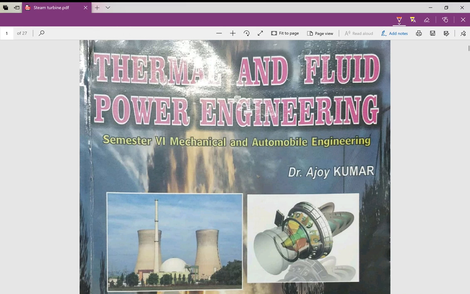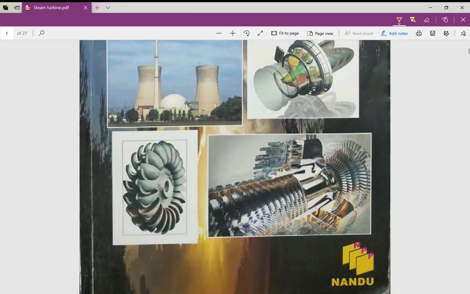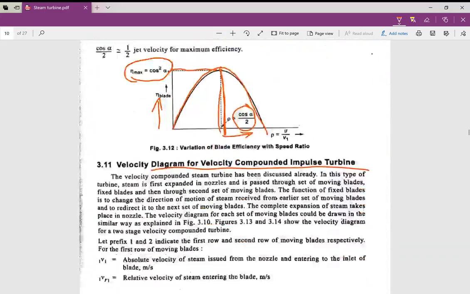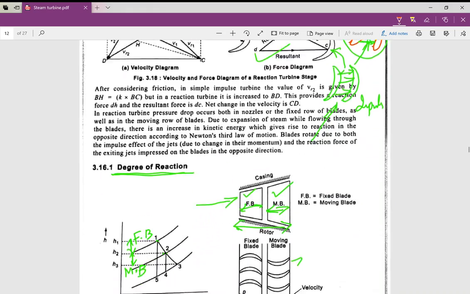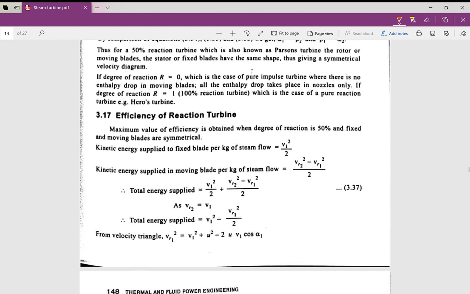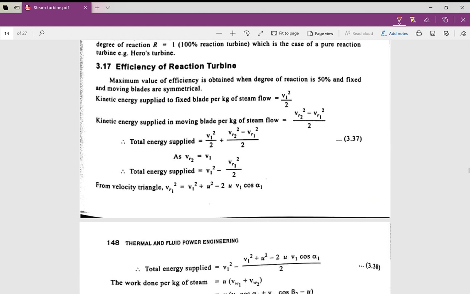Yeah, dear students, now in continuation of my previous video, here you will see about efficiency of a reaction turbine. This teaching material I have taken from my book, that is Thermal and Fluid Power Engineering. So let us directly go to efficiency of a reaction turbine. Yes, here it is. Efficiency of a reaction turbine.